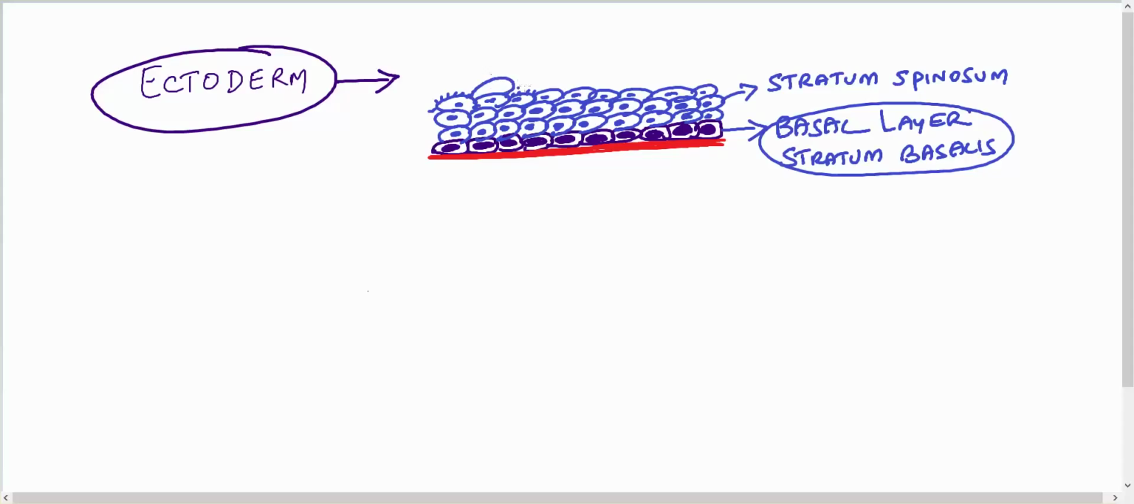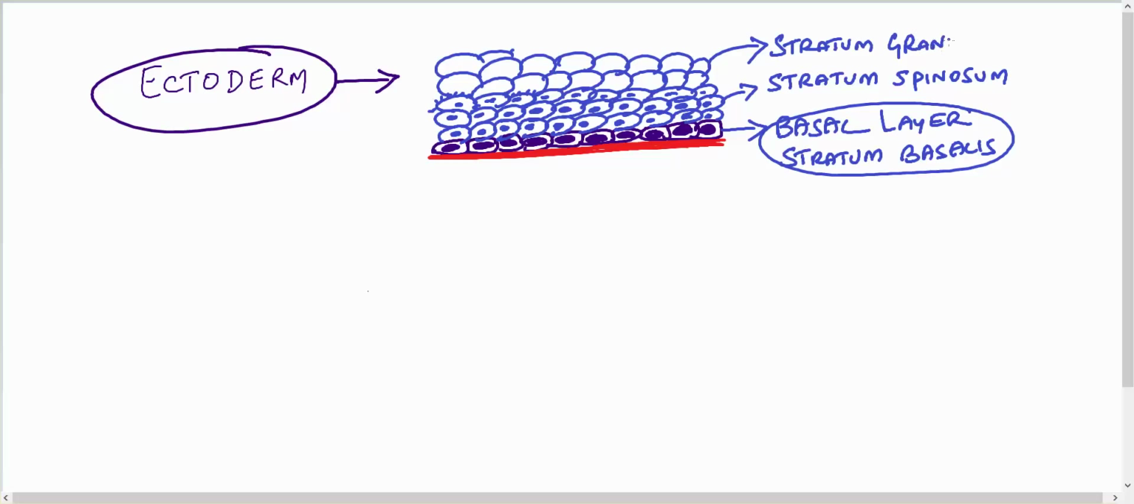Then this layer does not divide, this layer matures and they form cells. These cells are called granular cells, granulosa cells, and this layer is called stratum granulosum. When they mature, the nucleus size reduces. And they have some granules. That's why they are called granular cells, stratum granulosum.